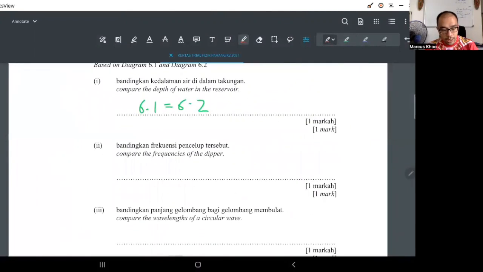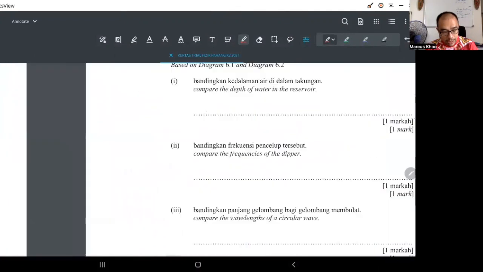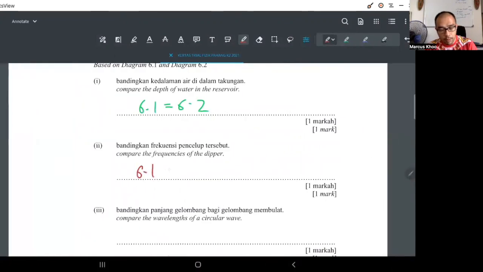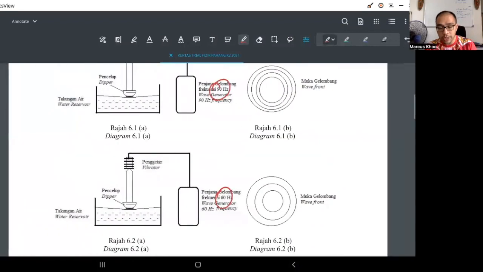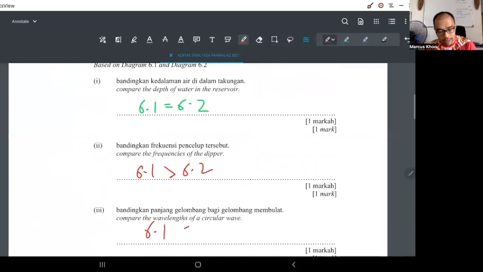The frequency of the dipper, if you look at the values, one is 90, one is 60, so 6.1 is more than 6.2. And then after that, the wavelength is always the opposite, but if not, you can also see. This wavelength is so much smaller than this wavelength. So 6.1 is less than 6.2.